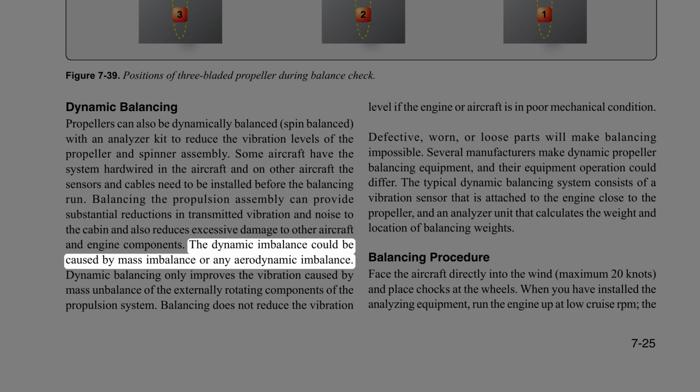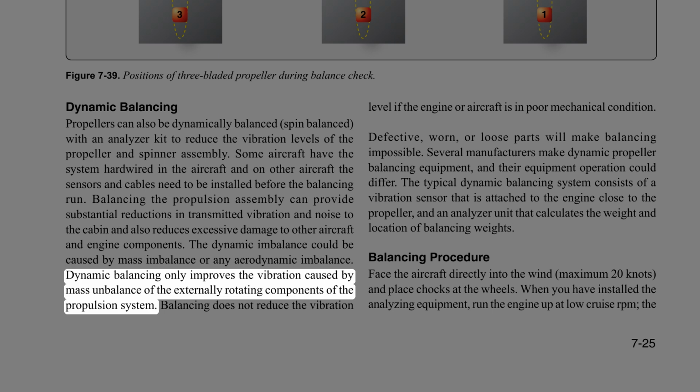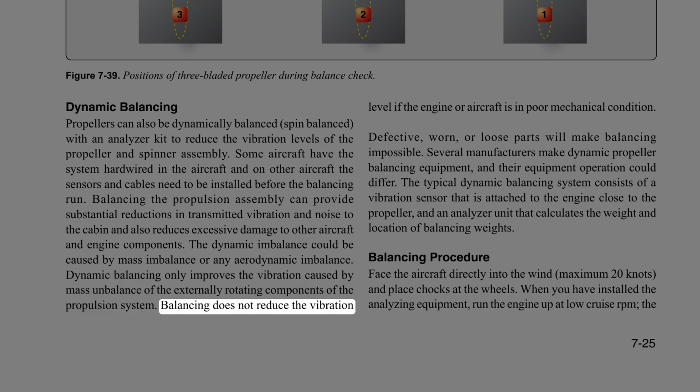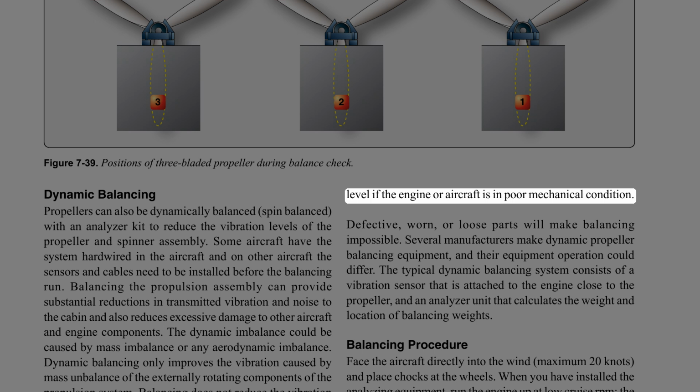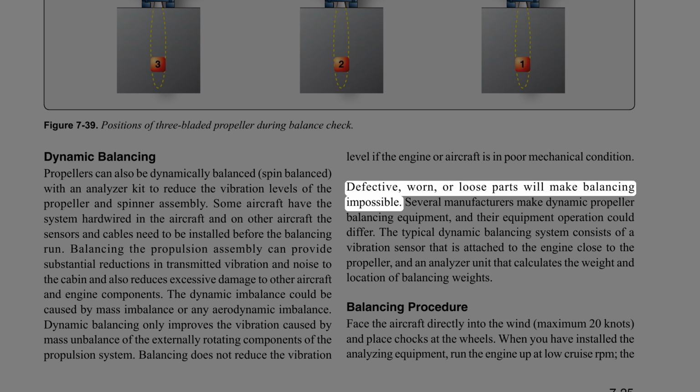The dynamic imbalance could be caused by mass imbalance or any aerodynamic imbalance. Dynamic balancing only improves the vibration caused by mass unbalance of the externally rotating components of the propulsion system. Balancing does not reduce the vibration level if the engine or aircraft is in poor mechanical condition. Defective, worn, or loose parts will make balancing impossible.